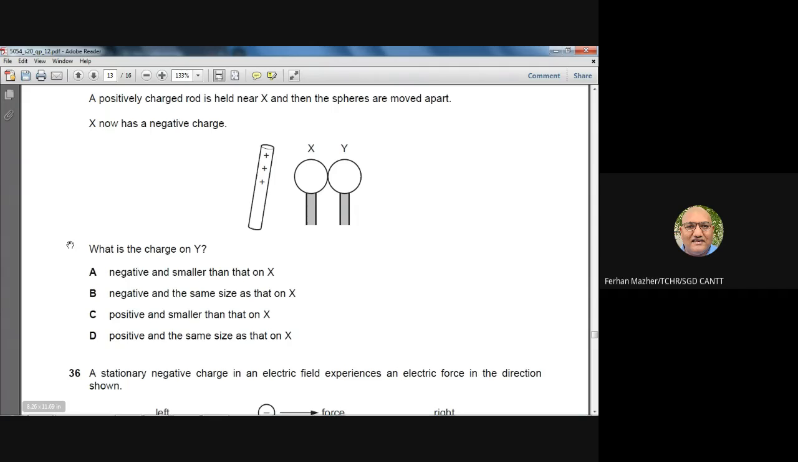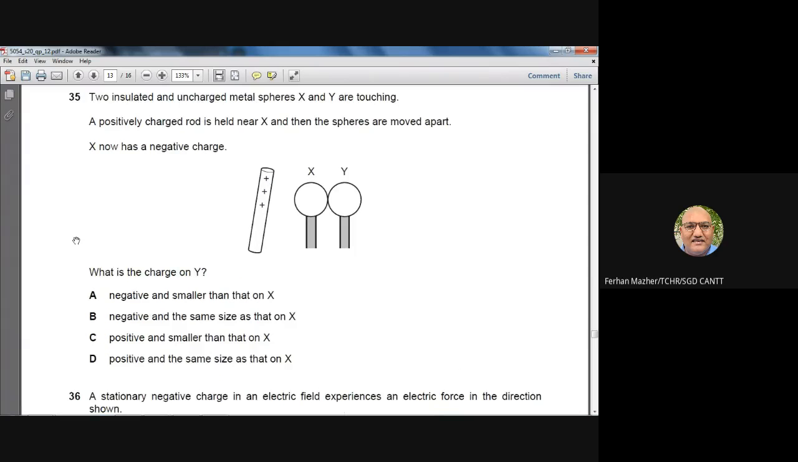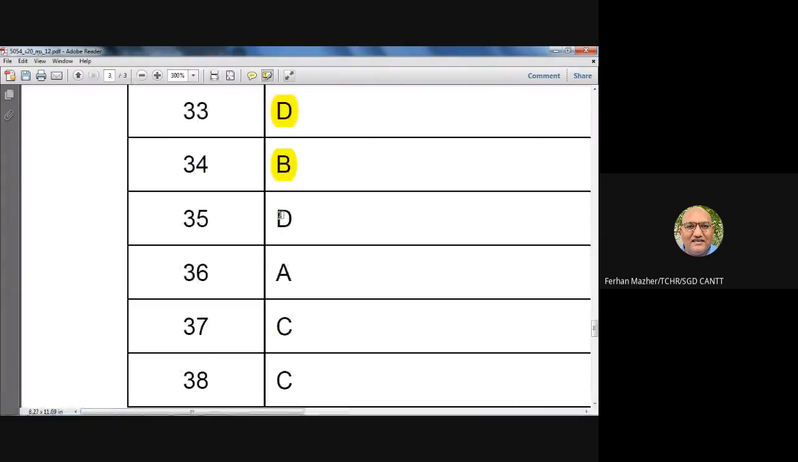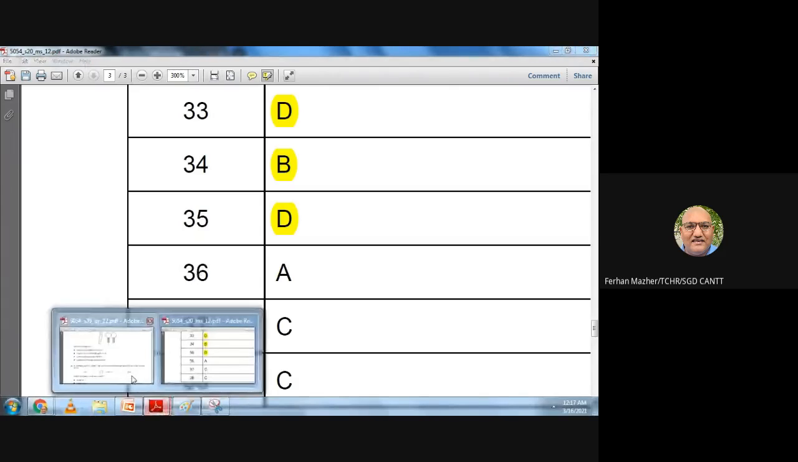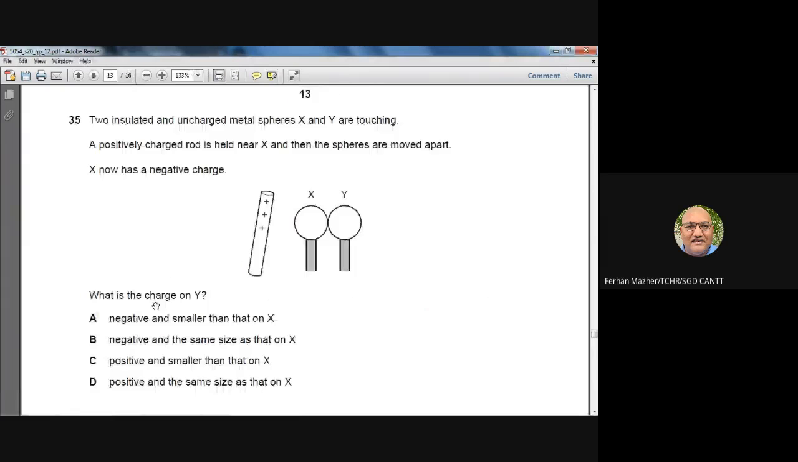So D looks the best option. For 35, D looks the right option, sir. For question number 35, D is the best option.